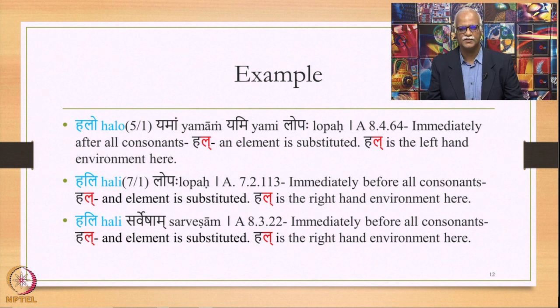The first example is 8.4.64. Halo yamam yami lopaha. In this sutra, the word halo is used, which is 5-1 of hal. What it means is immediately after all consonants, that is immediately after hal. So, what this sutra means is that immediately after all consonants, an element is substituted by another element. For our relevance, hal acts as the left hand side environment over here. That's why it comes in the fifth case. So, fifth case is added after the Pratyahāra hal over here.